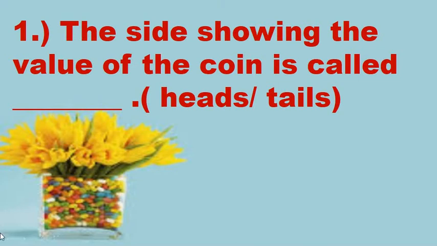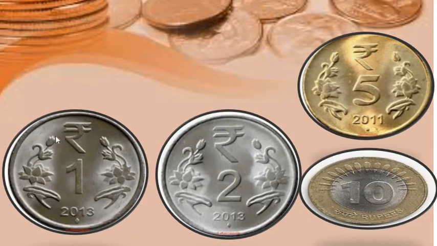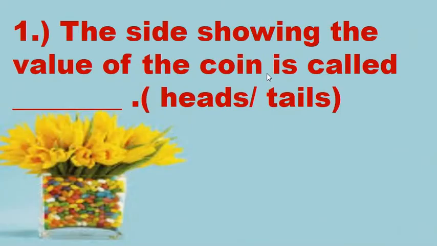Let me explain. Look, this side shows the value of the coin. In all these coins, you can see the value of that coin written. It is 1 rupee, 2 rupees, 5 rupees or 10 rupees. So the side where you can see the value of the coin written is called tails.